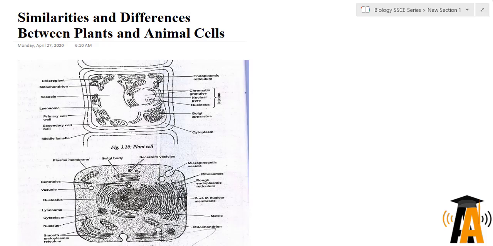So now first let's go to the similarities. If you look at the structure, the one above is the plant cell, while the one below is the animal cell. So let me just write here: similarities.